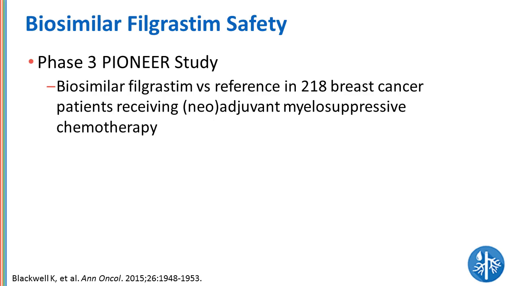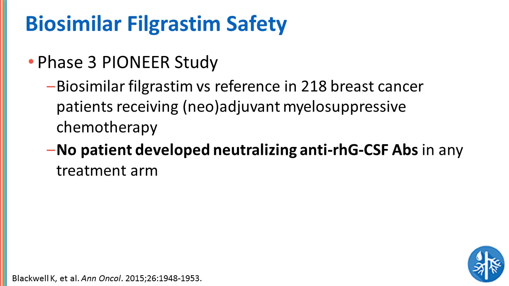This is a phase 3 trial, and Dr. Camacho already described this trial to you. I thought this was very important that there was no patient who developed a neutralizing antibody in any treatment arm, which is important because one of the concerns, as Dr. Camacho brought up, and he will talk about later as well, is the immunogenicity issue. That's a big concern because if you have some variability in the structure, even though it's similar, could there be a difference in immunogenicity, which could be clinically meaningful or not, depending upon the product and the disease?